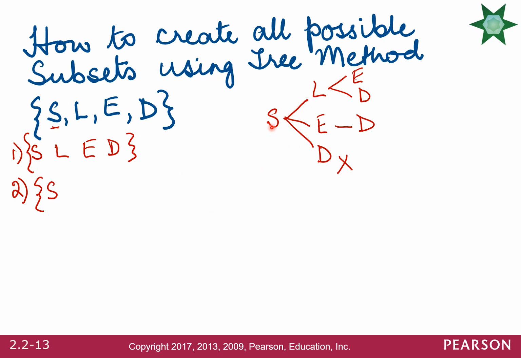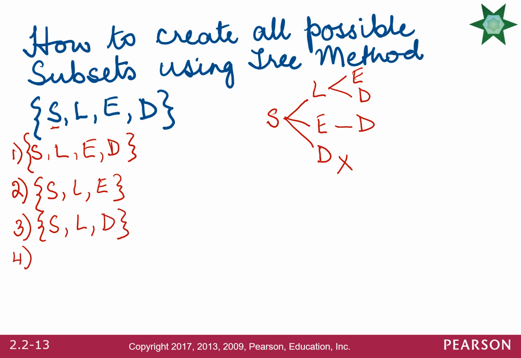So now we have combinations of size 3 starting with S. I'm going to walk this tree now and list all the combinations: SLE, SLD, SED. So let's write that S, and we have to put our commas in our roster form of the set. So SLE, and the third one is SLD.